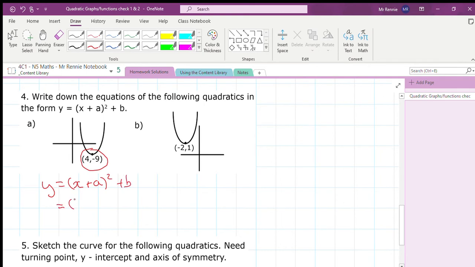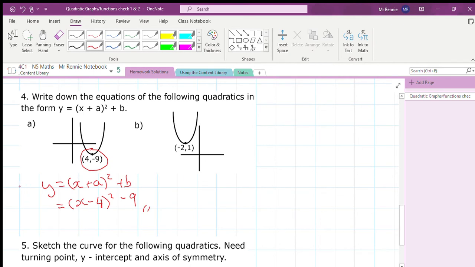That's going to give me x in there. Now a is different from your x value. It is the opposite of what it's got. So it's not going to be positive 4 for us, it's going to be negative 4 squared. B is what our y coordinate is, negative 9. And that's my answer done there. So I get x minus 4 all squared minus 9.